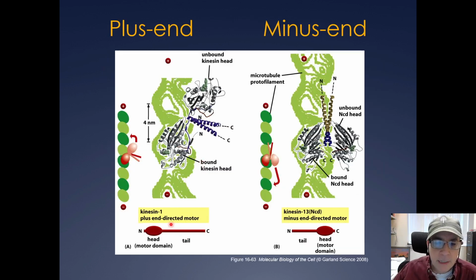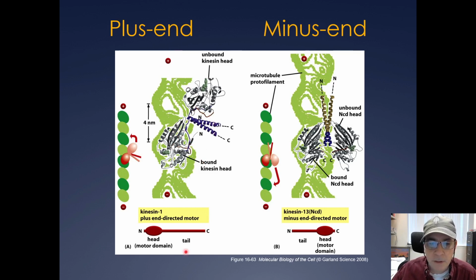So you have kinesin 1, which is a plus end directed motor, so it's going to move to the plus end of the microtubules. Here you can see a space filling model of the microtubules, and you can see that the kinesin head group is associated with it, and then the unbound head will move along towards the plus direction by hydrolyzing ATP and exchanging the ADP for ATP.